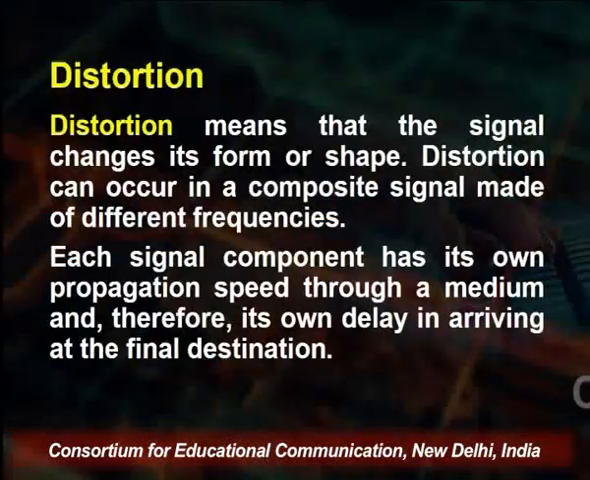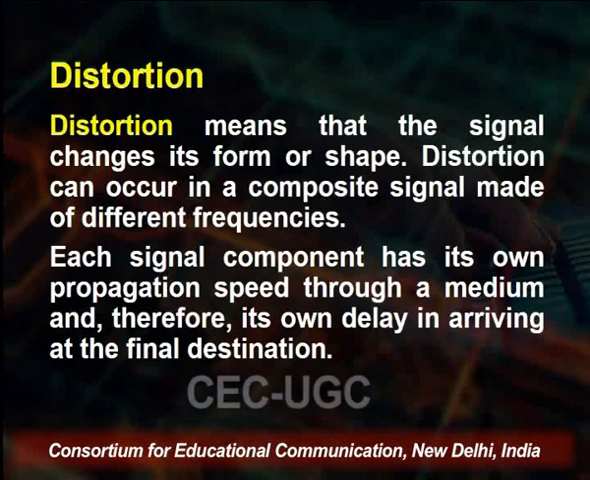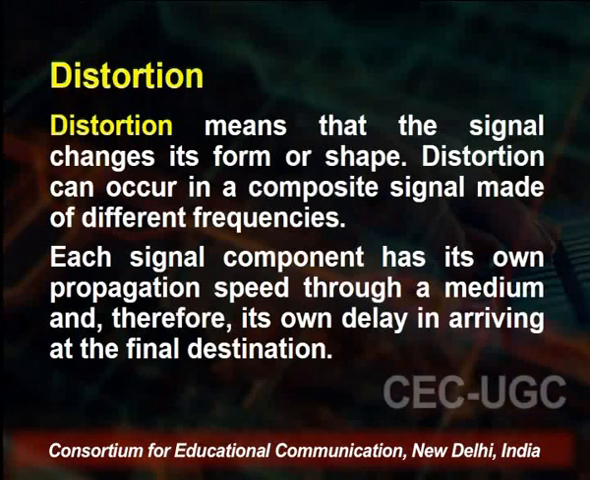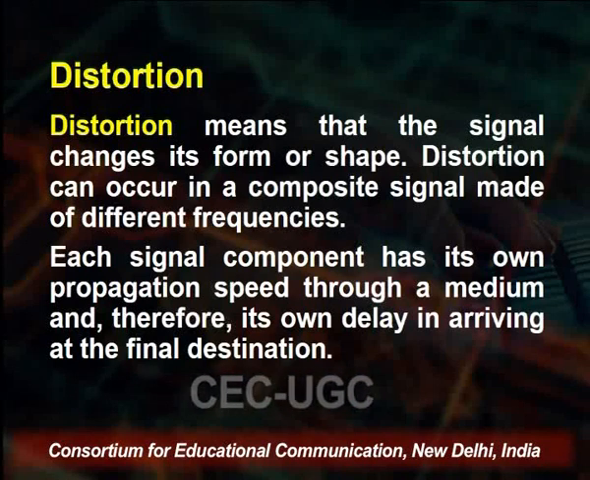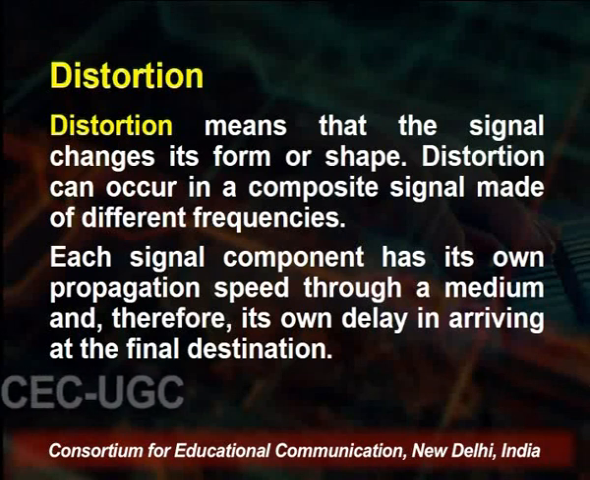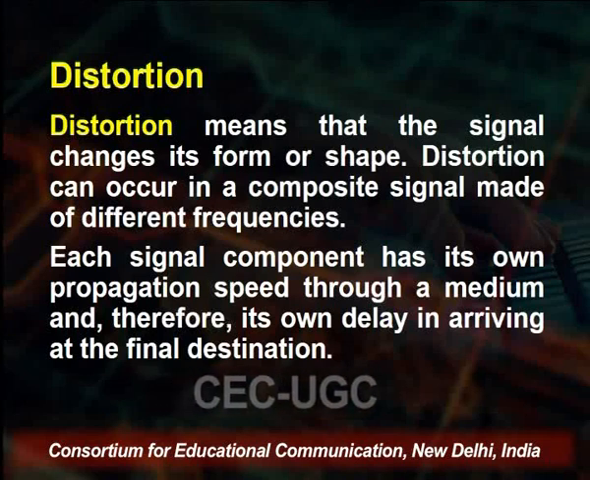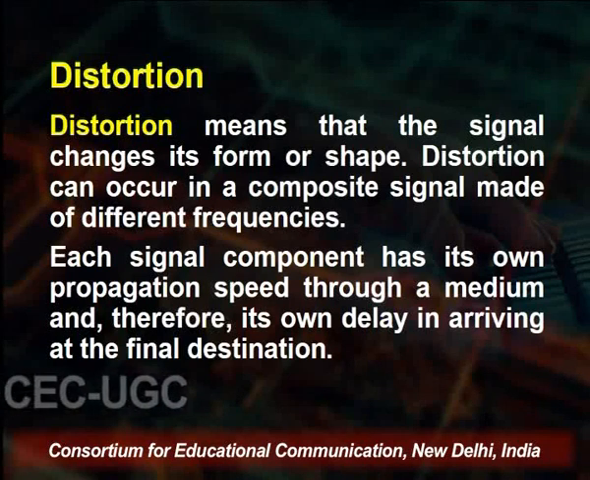Now the next problem which is faced is the problem of distortion. The word distortion itself means that something is distorted, means that something has changed its shape or its form. So here also the signal is undergoing a change of shape or form, and it can occur in a composite signal, which is made up of different frequencies. So what we do is we sometimes combine different signals which are at different frequencies, and we make one signal which is known as a composite signal, which is then transmitted on the medium.